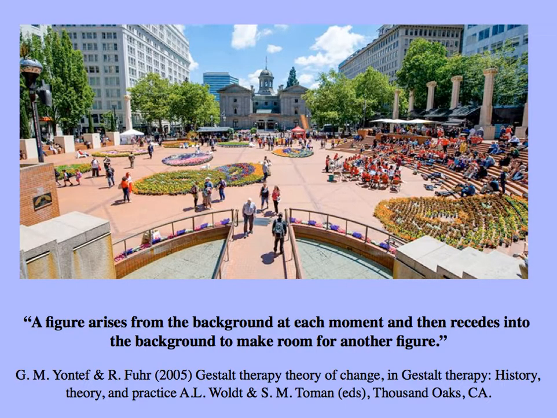Okay, so Zinker and Perls describe this: a figure arises from the background at each moment and then recedes into the background to make room for another figure. In Gestalt theory, this is the ongoing healthy process of living: we make clear figures, we address them, and then they recede and we come up with another one. And I'll describe how this happens through this image of Portland's own Pioneer Square downtown.